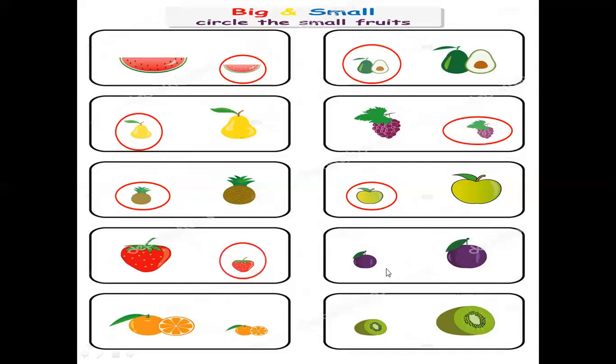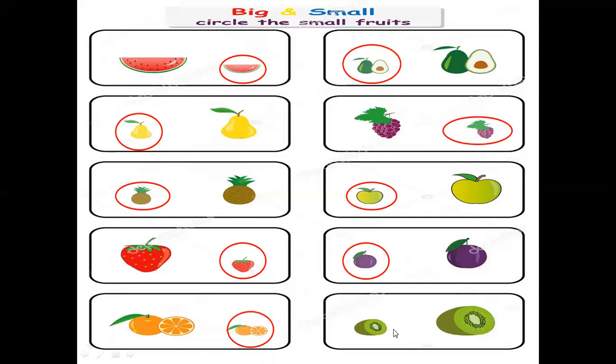Understand? Now there is a picture of berries, blueberries. So we are going to select the small one. Can I select this one for small? No, this one is small. Select this one. Okay, understand? Now our next picture is orange. Okay, there are two oranges. The one is big and the other is small. We are going to circle the small one, which is this one. Okay, this one is small.